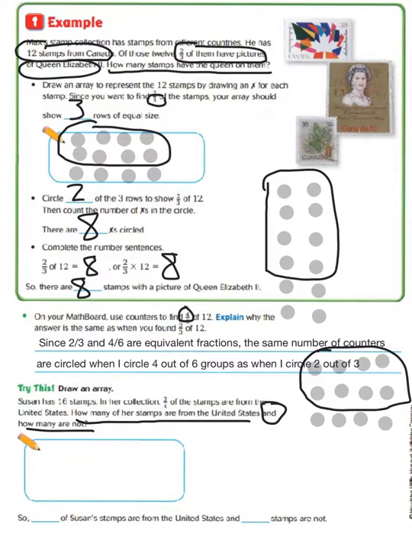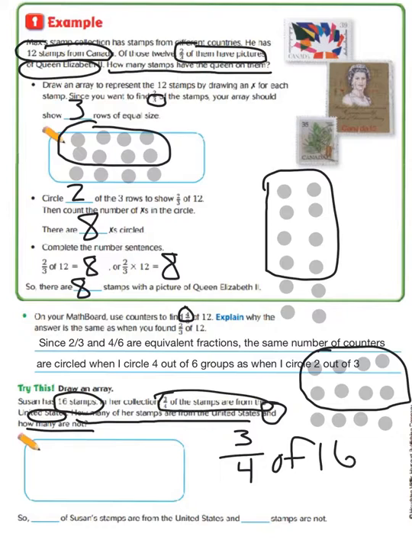Now let's see what else is important within this word problem. She actually has 16 stamps in her collection. 3/4 of the stamps are from the United States. Okay, so we have 3/4 of 16 are from the United States. Now let's keep in mind with our previous examples how we need to find this.